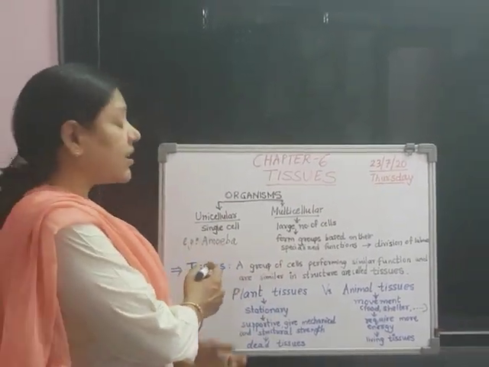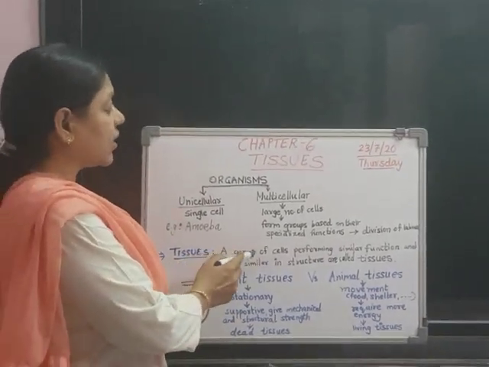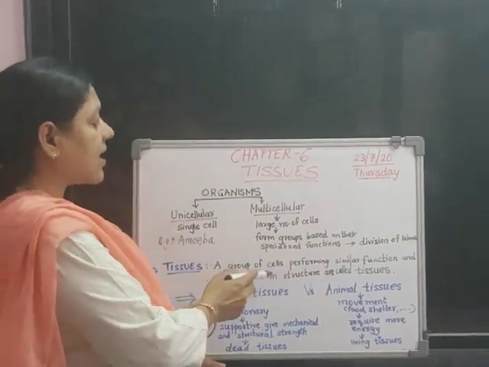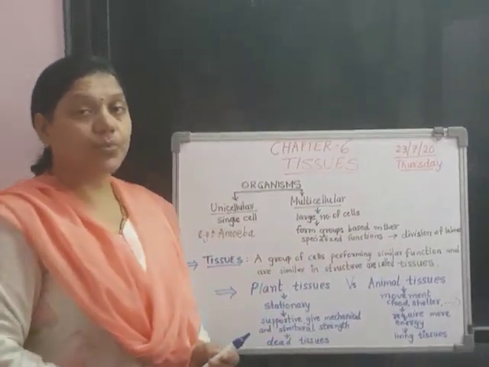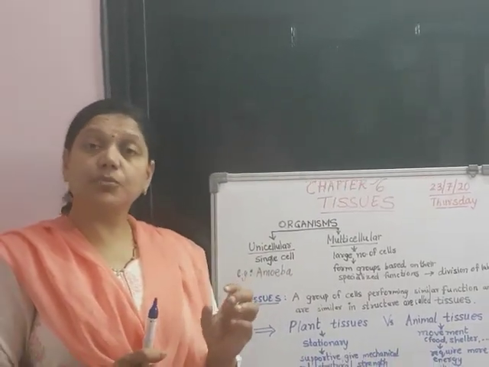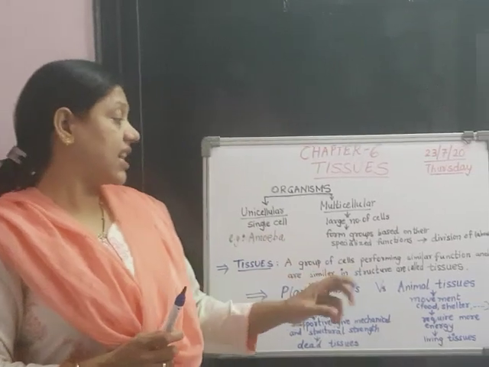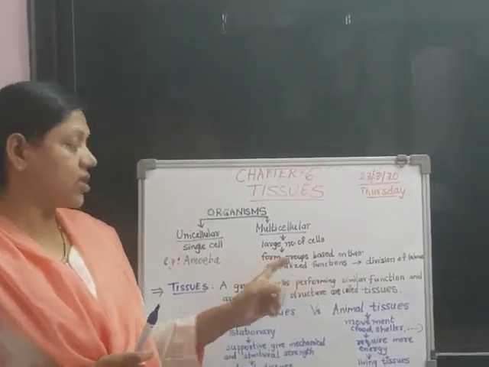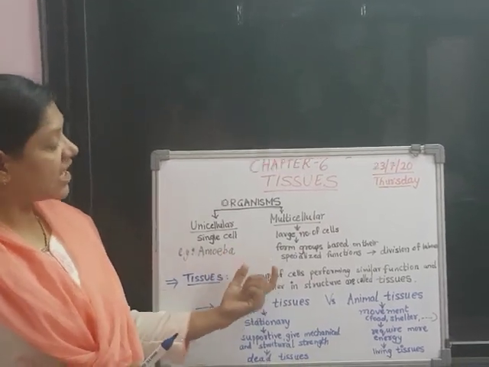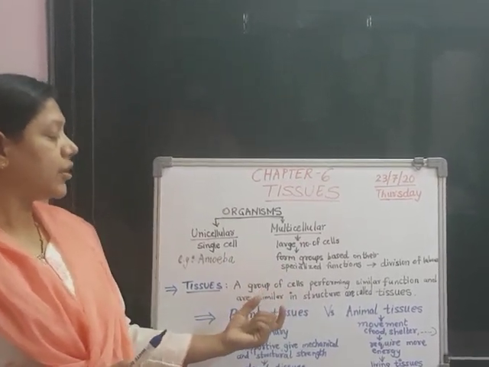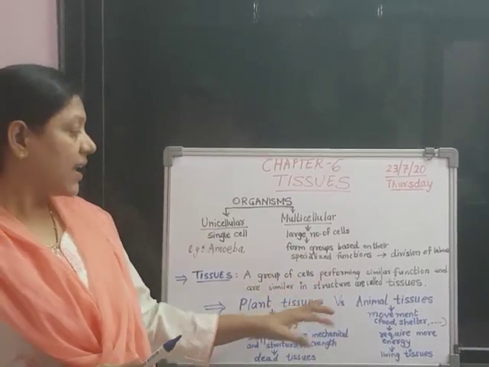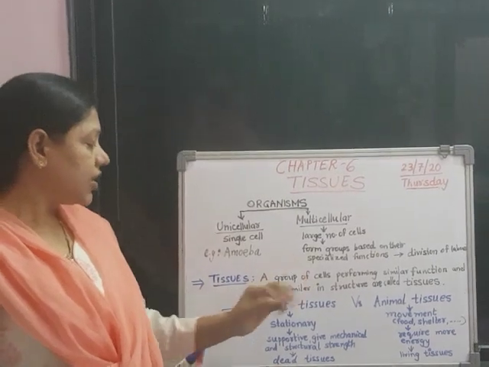Now what are tissues? Tissues are a group of cells performing similar function and are similar in structure. So cells group together. Which cells group together? Those cells which have the similar structure and they have the similar function to perform. So together they perform some specified function that is to be performed, and those are called the tissues.